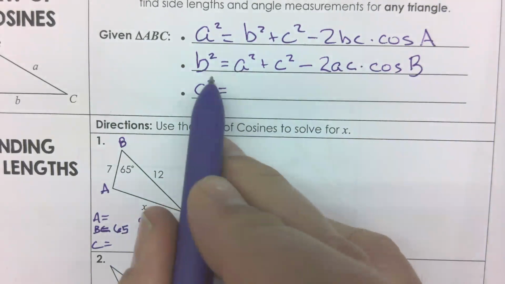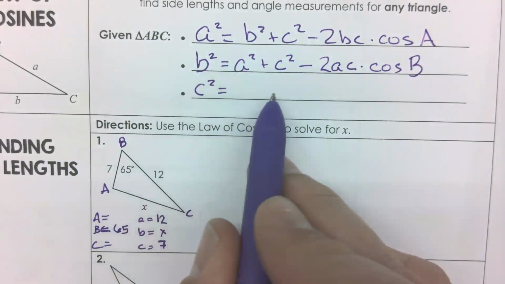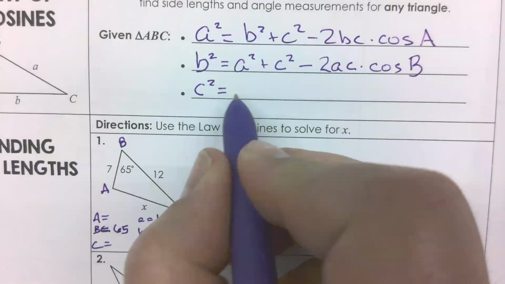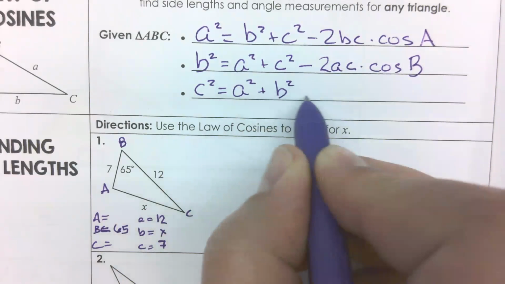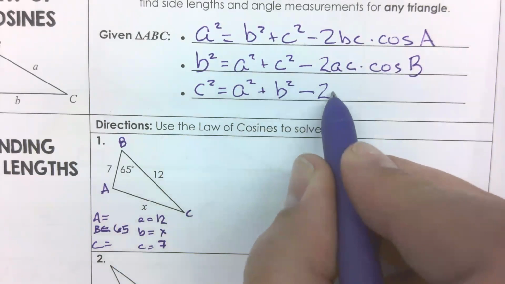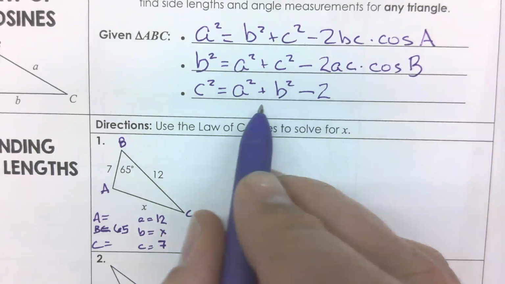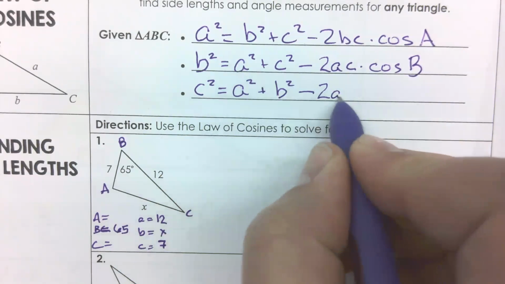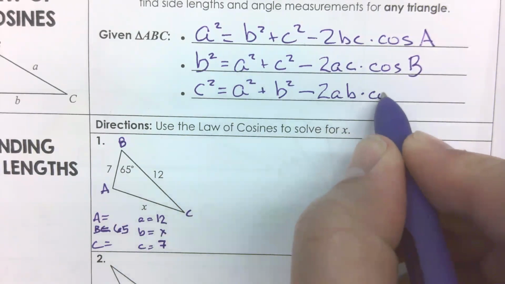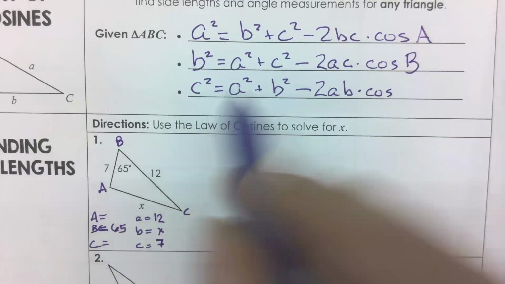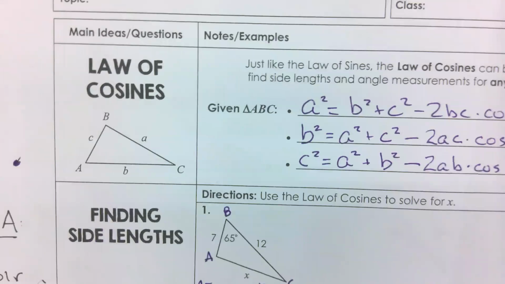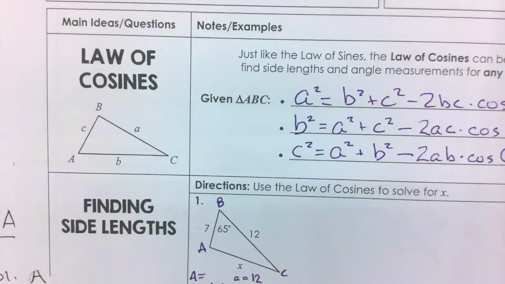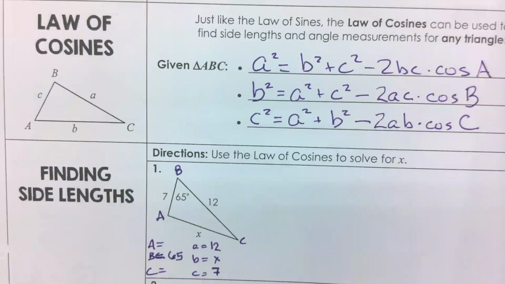If C is being used up for the front part here, what are the other two that go here? We've already got C squared, so A squared plus B squared. And then which two letters get multiplied by 2 here? A and B. And which angle gets cosined? C. Now, I will tell you right now, you are not responsible for memorizing the law of cosines. Woohoo, cheers, yeah, okay.